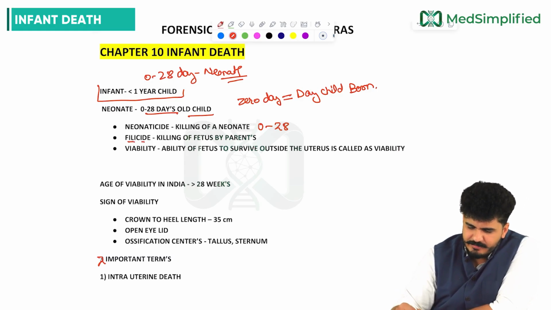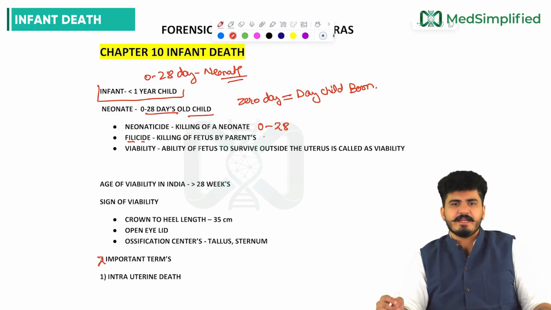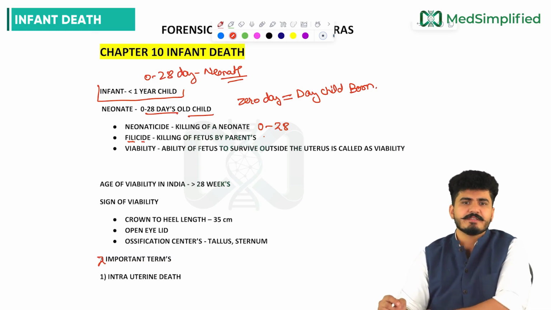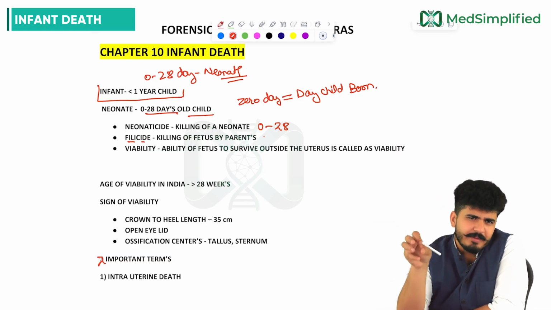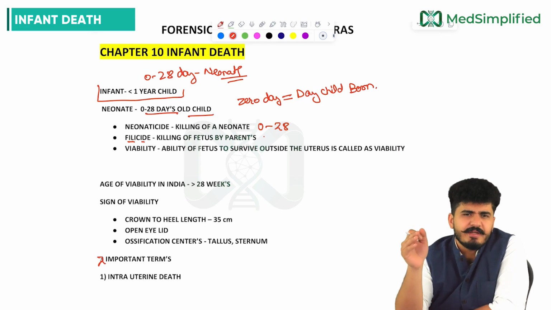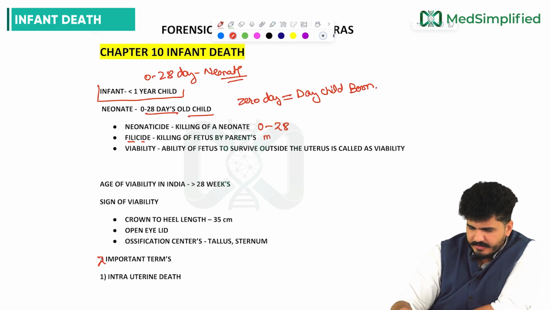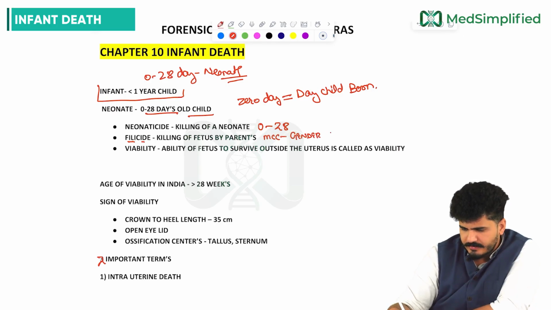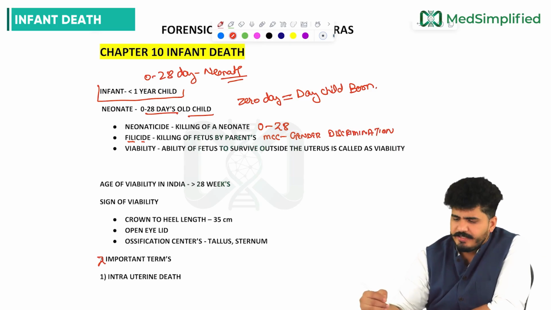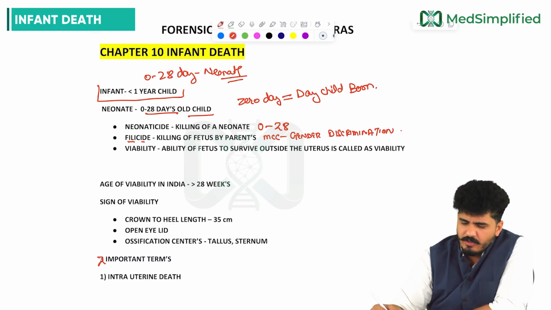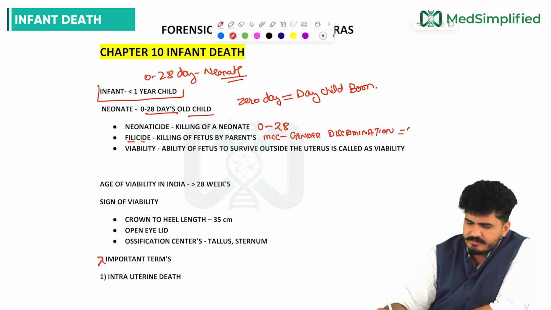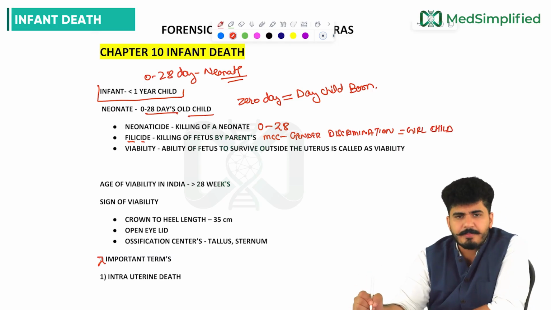Filicide, killing of a fetus by the parents. If parents are killing their child, this is called filicide. A very important definition. Filicide, killing of a child by the parents. The most common cause is gender discrimination. Mostly they prefer their child to be male. Who are the victims? The victims are the girls. Girl child is the victim.